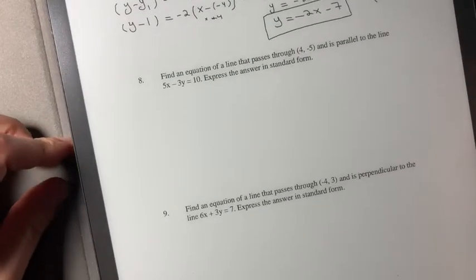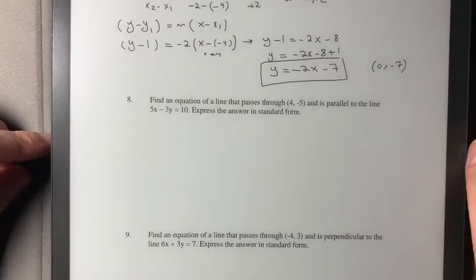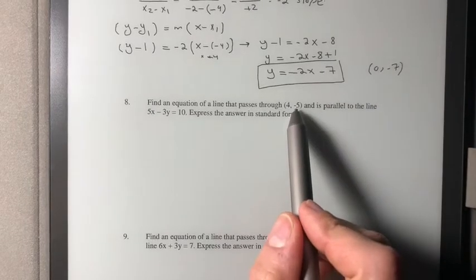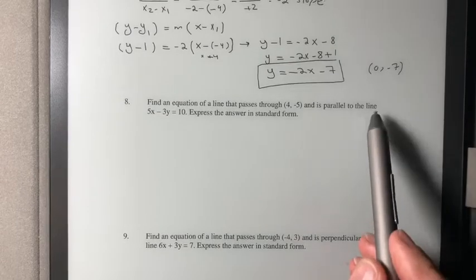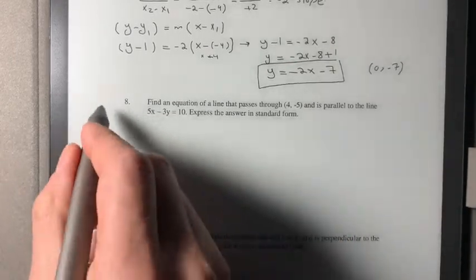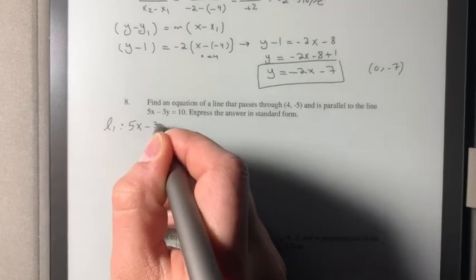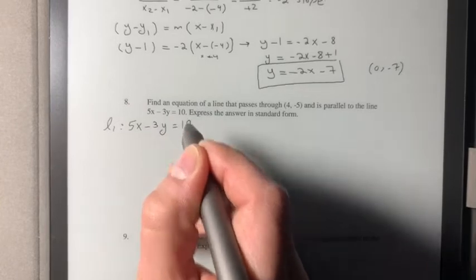Now look at this question. It says find an equation of a line that passes through 4 and -5 and is parallel to the line 5x minus 3y equal 10. Express your answer in a standard form. Okay, so as I see here, I have a point. This is 1 point for me. And then I have a line here with this formula. So let's call this L1: 5x minus 3y equal 10.